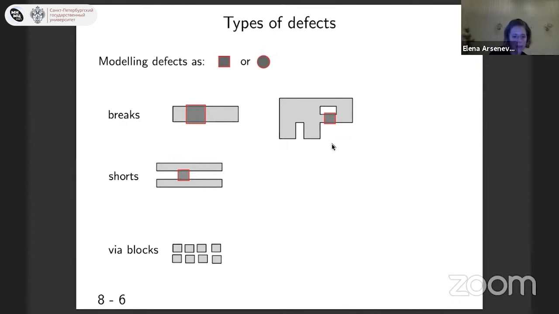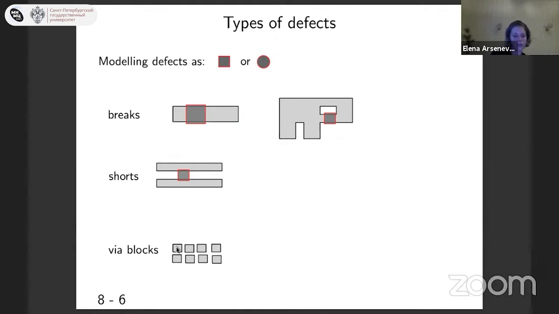So there are layers where, so to speak, useful elements are placed, and there are layers where just wires are placed. So wires are going from one layer to another through some other layer. And these layers are called via layers. So there are just holes where wires are going from above to below, or from below to above, doesn't matter.